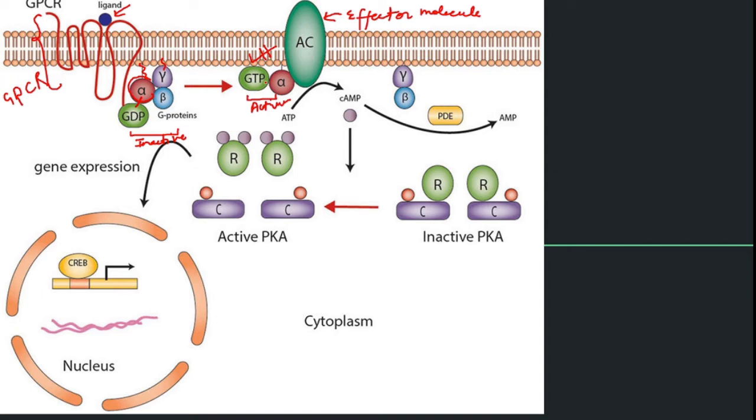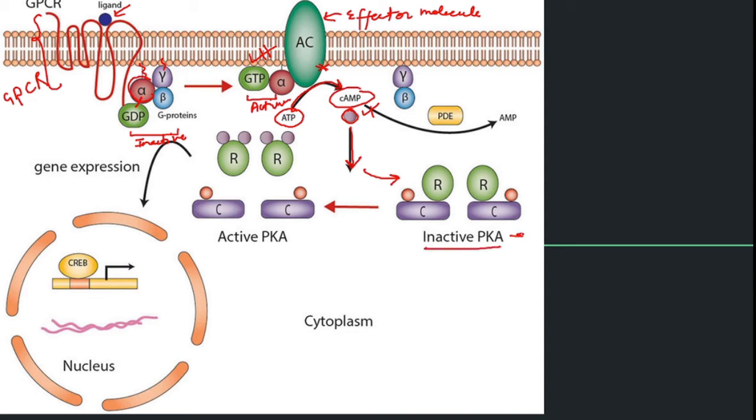So what happens is the G protein, specifically the alpha subunit of the G protein, which was GTP bound, activates the adenylyl cyclase. And what adenylyl cyclase performs is it converts ATP into cyclic AMP. Upon getting activated, AC converts ATP into cyclic AMP. Once cyclic AMP is produced, it will activate another molecule which is known as PKA.